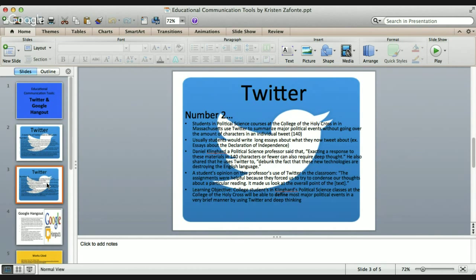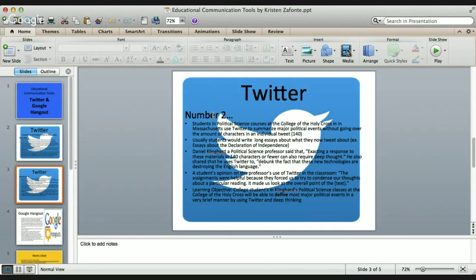Okay, and then my second example for Twitter, it's students in political science courses at the College of the Holy Cross in Massachusetts. They use Twitter to summarize major political events without going over the character limit on Twitter, which is 140. Usually he would have his students write long essays about things such as the Declaration of Independence.